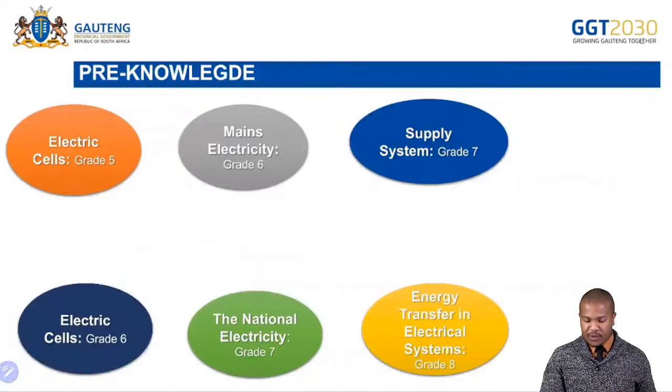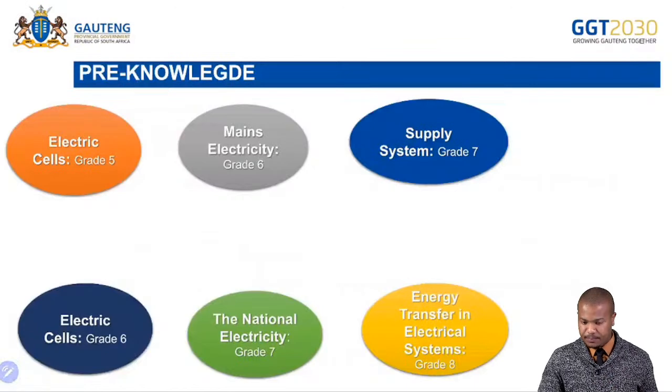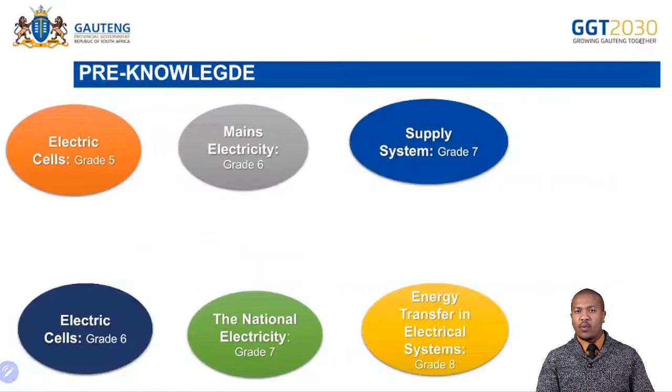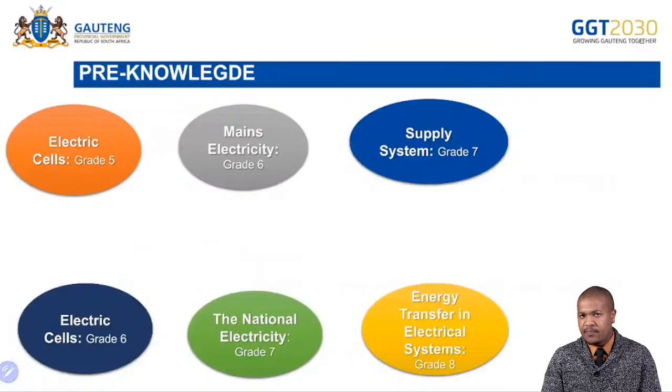Also in grade 6, we did mains electricity. Thereafter, we did national electricity in grade 7 as well as the supply system. Then in grade 8, we talked of energy transfer in electrical systems, as well as series and parallel circuits, which were covered in grade 8.